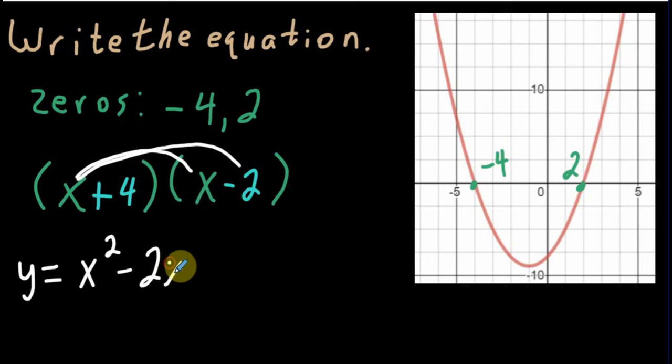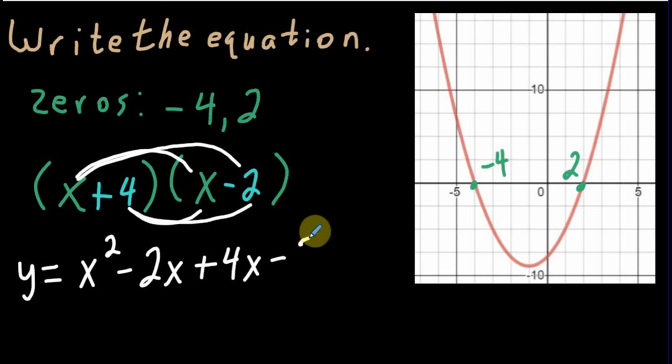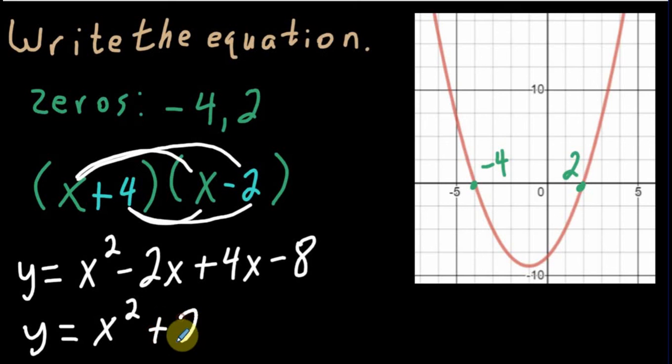So -2x, 4 times x, and then 4 times -2, -8. And we just clean it up. x squared, -2x plus 4x plus 2x minus 8. And then I think one of the questions just gives you the roots or the zeros. It doesn't give you the graph at all, which makes it even easier. But I want to do one example like that.